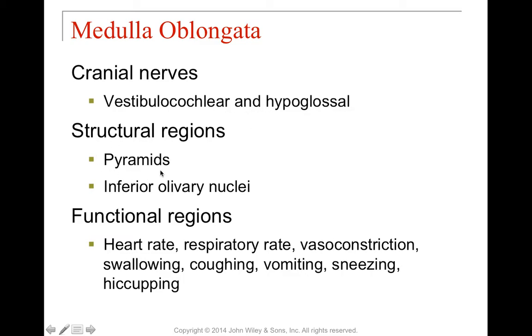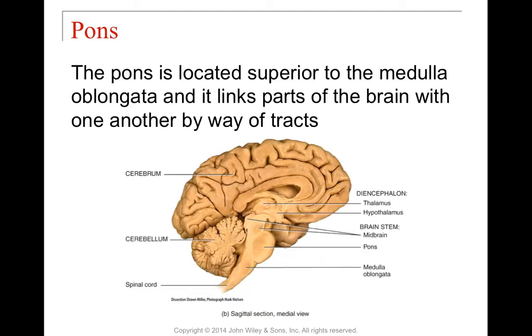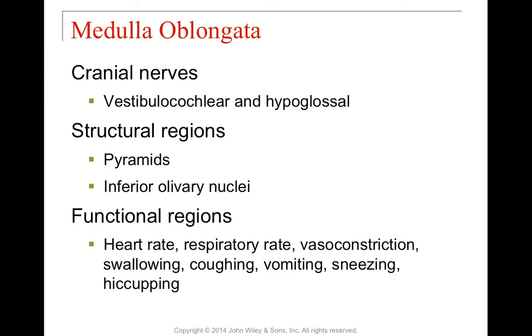Some of the structural regions to talk about in the medulla oblongata are those pyramids that we just talked about. And then there's also a series of nuclei in the inferior region that are shaped like olives, so the inferior olivary nuclei. I'm not sure if they're named that because they're shaped like olives, but that's how I remember what they are. And then the functional regions of the medulla oblongata are going to include different things like heart rate, respiratory rate, vasoconstriction, swallowing, vomiting, sneezing, hiccuping, coughing. So things that you think of as very basal brainstem things, right?